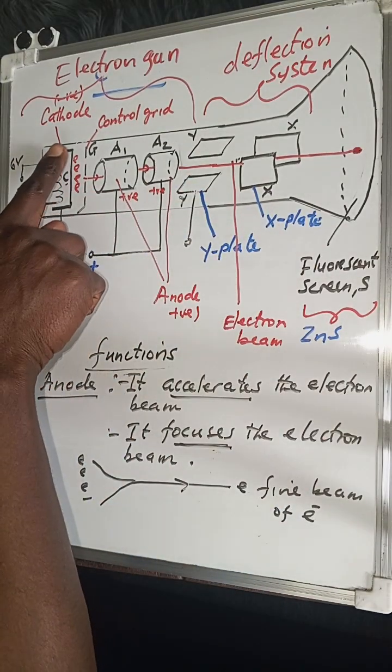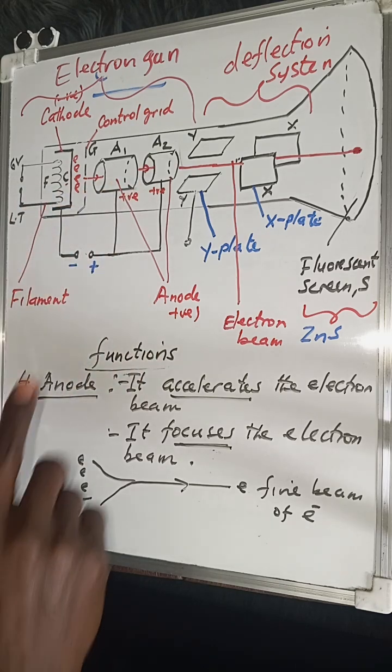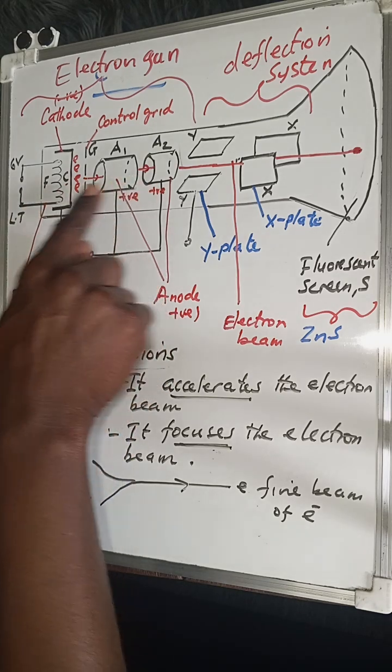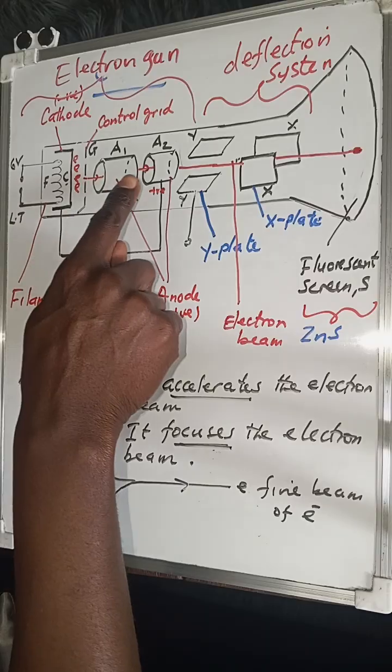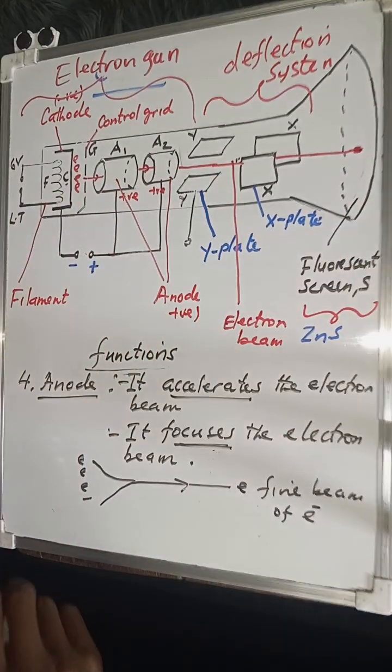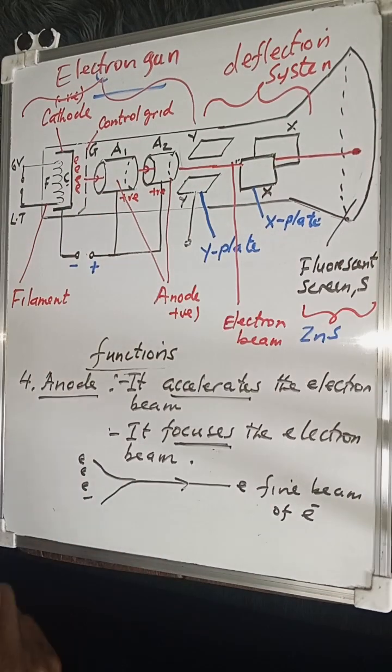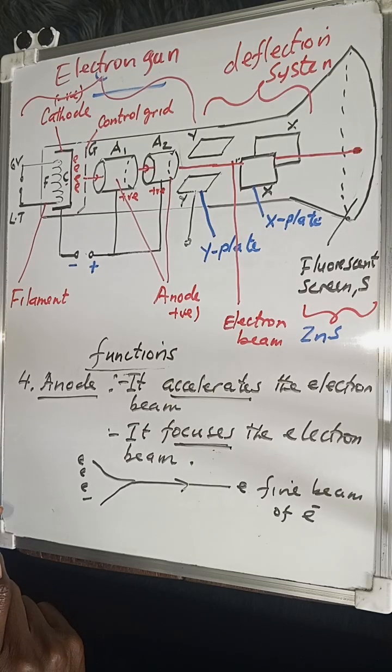Remember, when you look at the voltage between the cathode and the anode, it is maintained at a high voltage so that the beam can actually be accelerated towards the screen. That is what you need to remember. So that is about the anode. Then we can move on.